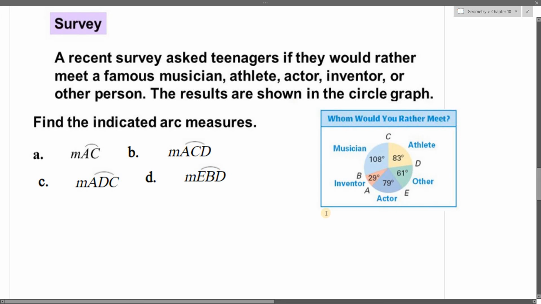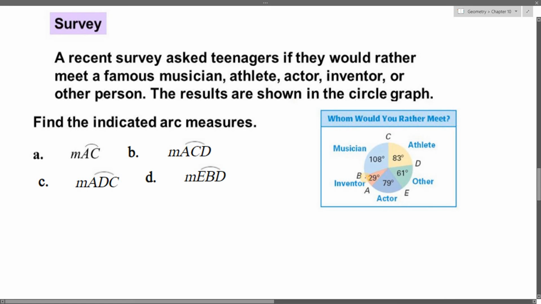Anyway, so you've got arc AC. Again, looking at those A, B, C, D, do you know if they're major or minor? You should. AC, and letter A there is a minor, whereas the other three are majors. All right, so let's find the indicated arc measures. Let's take letter A. It says arc AC. Your eyes should automatically go there. Okay, arc AC.